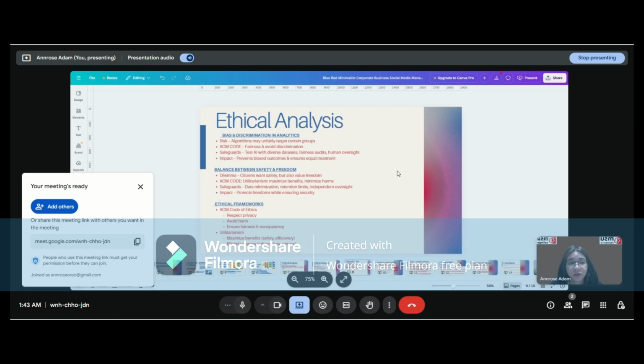The ethical framework used in this architectural design is the ACM Code of Ethics, which includes three: respect privacy, avoid harm, ensure fairness and transparency, and utilitarianism, which maximizes benefits and minimizes harm.